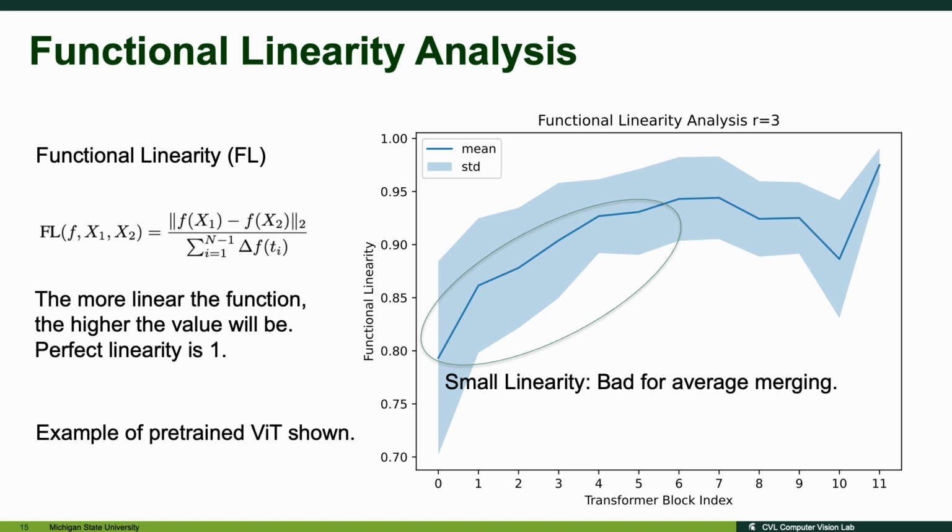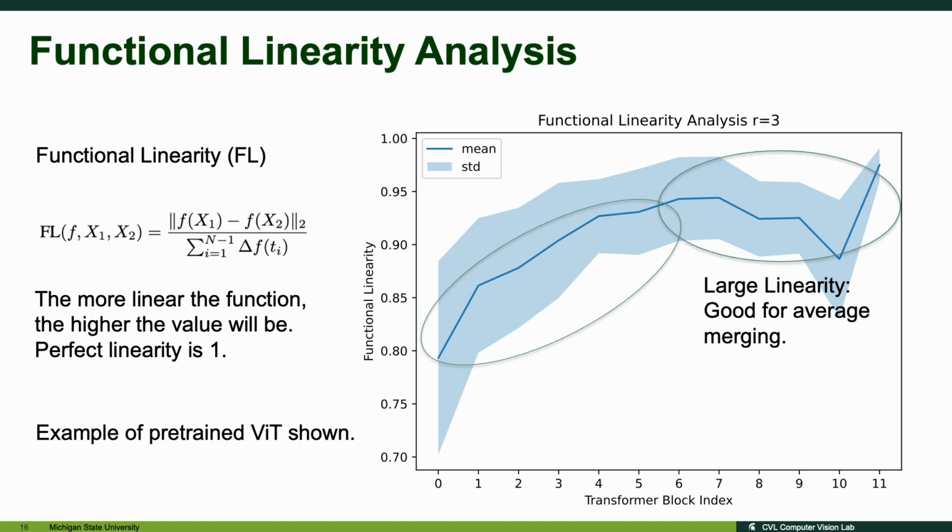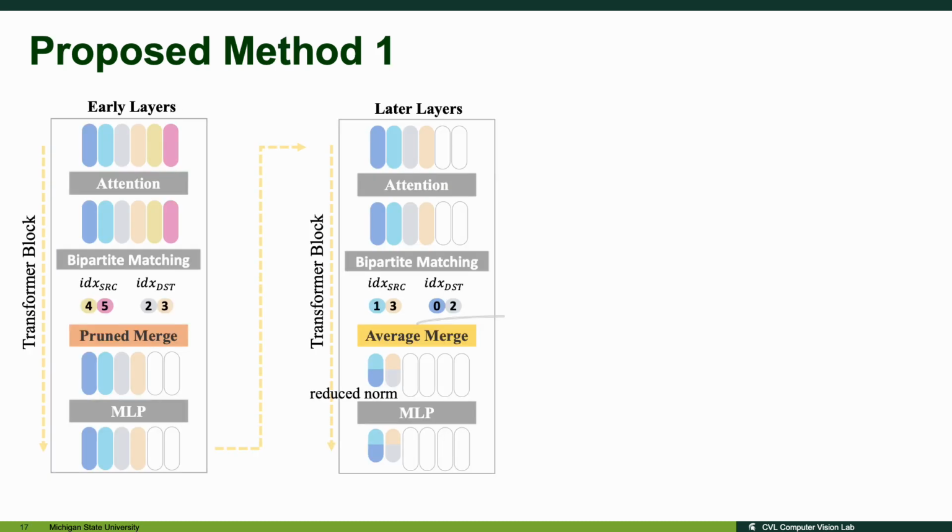A small linearity region is observed in the early blocks. Lack of linearity is not conducive to average merging. Therefore, employing pruning in these early stages is more advantageous. We also observe a relatively large degree of linearity in the latter blocks of the vision transformer. In these regions, it is beneficial to utilize average merging.